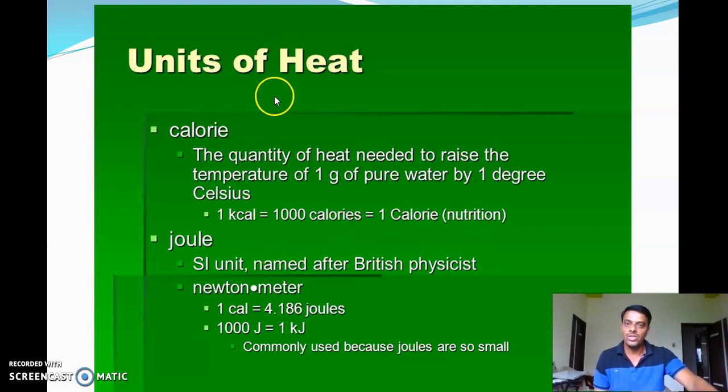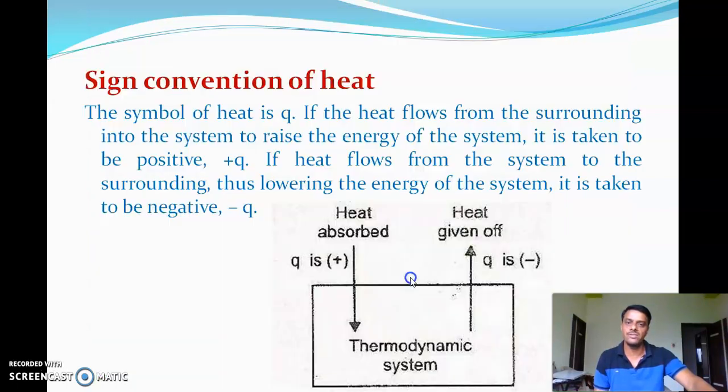And the other unit of heat is joule, which is named after the British physicist Joule himself. Another unit is Newton meter also. 1 calorie is equal to 4.186 joules, and 1000 joules is equal to 1 kilojoule. Joule is the most common unit which we frequently use to express heat. Since it is very small, it is very convenient to use the joule as a unit of heat.